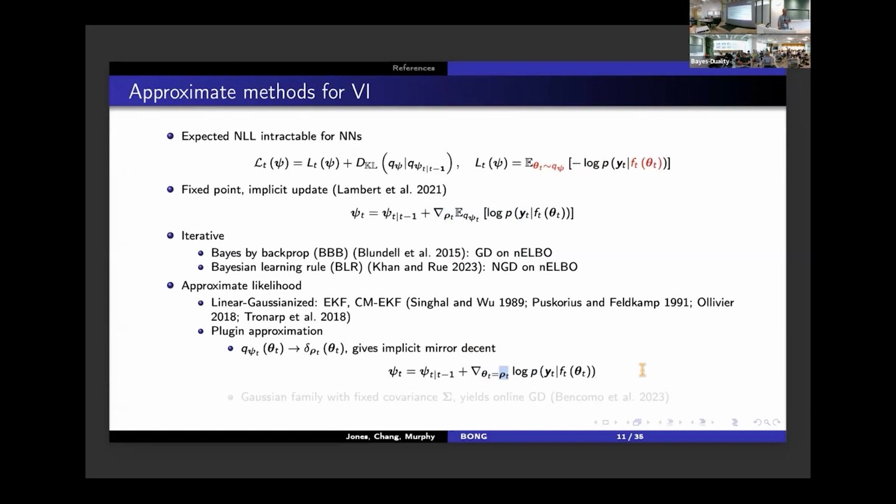You mean mean? What's that? Mean. Like not the expectation parameter. Well, that's the technical thing I want to skip over.